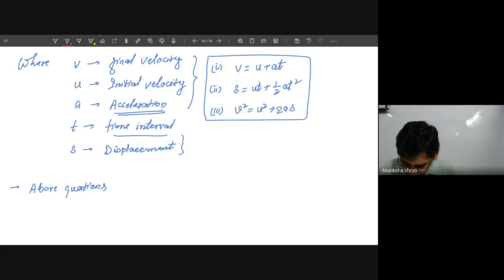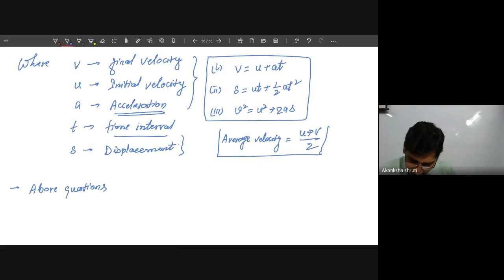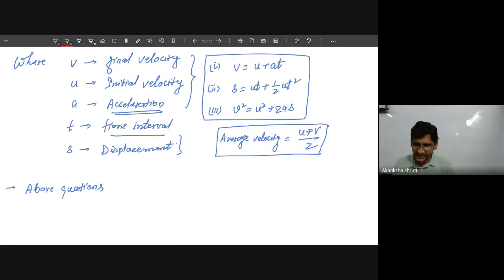There is another one, the average speed or average velocity in this case, given by u plus v by 2. This is the fourth one, but it does not have much significance. It is just asked, or you just have to keep it in mind. How is that? That we will also see later. While I am writing the above equations, these are the three equations that you have to recall.